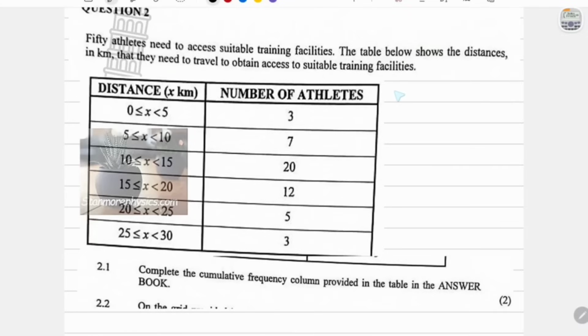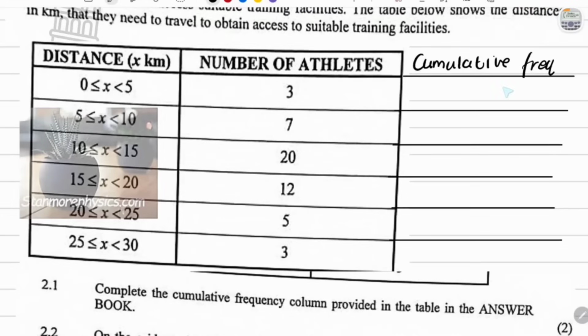With the cumulative frequency, what I'm going to do is I'll just write it here. Okay, so this is my cumulative frequency. Just leave it like that. So let's go ahead and fill that in. Okay, so this is our cumulative frequency column. And in order to fill this in, you're first of all just going to drag the first number over, and that is 3.